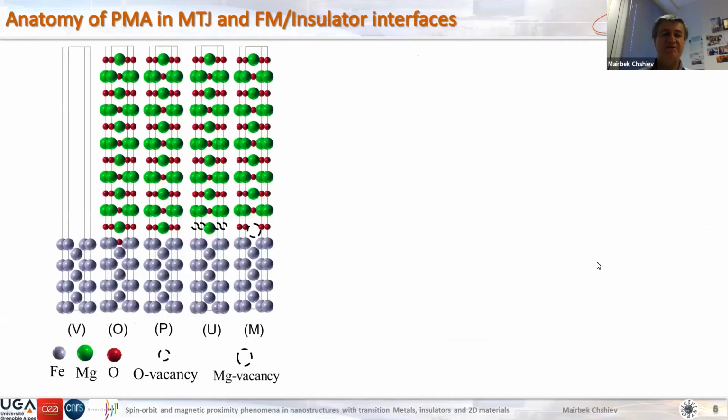So let me start with the anatomy, as we call it. What you see here is iron MgO structures. The pure one is 7 monolayers of iron. On top of it is magnesium oxide. And then we over-oxidize it, with a just-iron slab for comparison. We under-oxidize, or we remove an Mg.